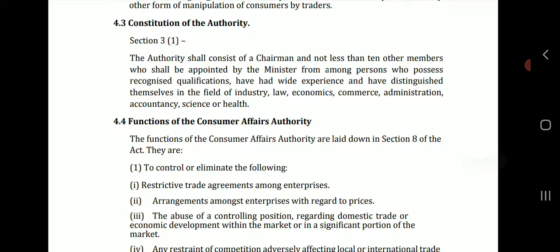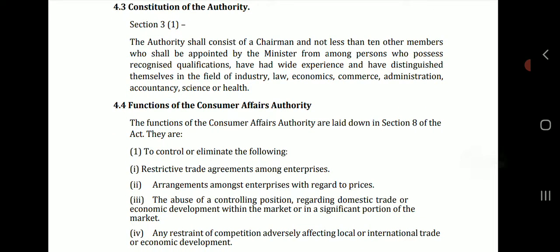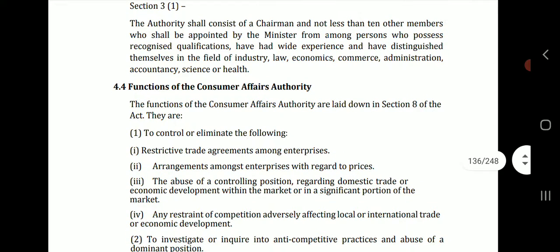On the constitution of the authority, Section 3(1) says that the authority shall consist of a chairman and not less than 10 other members, appointed by the minister from among persons who possess recognized qualifications, have wide experience, and have distinguished themselves in the fields of law, commerce, economics, administration, accounting, and science or health.